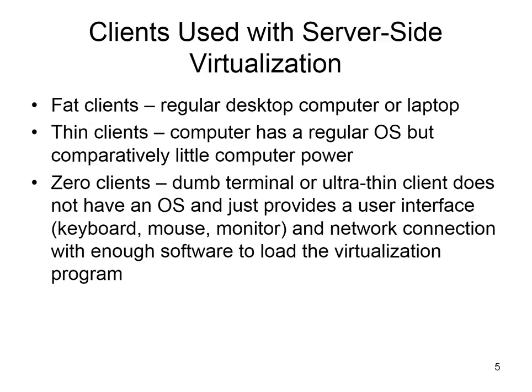Using server-side virtualization, three categories of clients might be used based on the computing power of the client. This could be either a fat, thin, or zero client. Fat clients are regular desktops or laptops that install the virtualization software. Thin clients have a local host, that is, a regular OS but comparatively little computing power. Zero clients, otherwise known as dumb terminals or ultra-thin clients, do not have any operating system or processing at all. They're just used to provide user interface, keyboard, mouse, and monitor support.